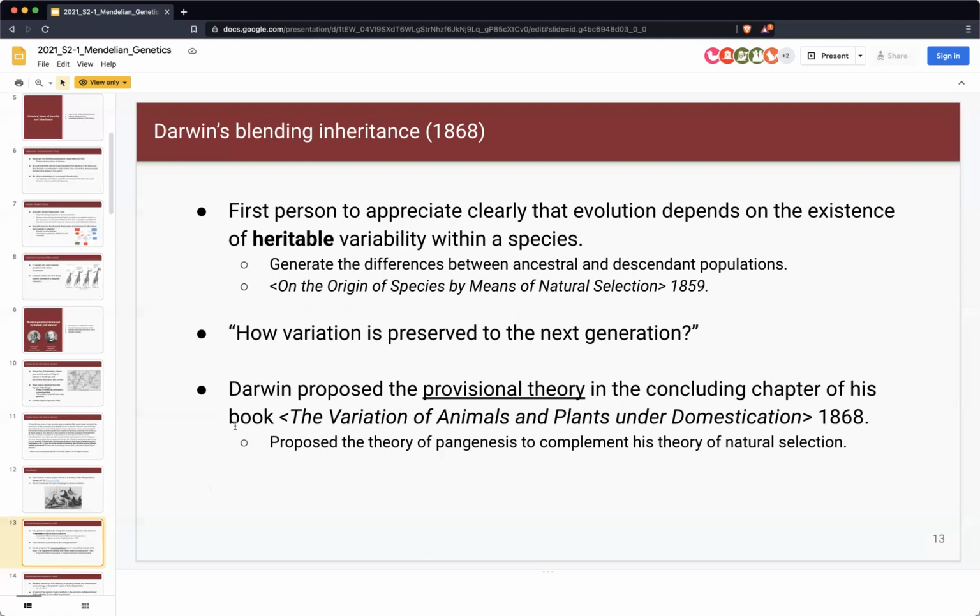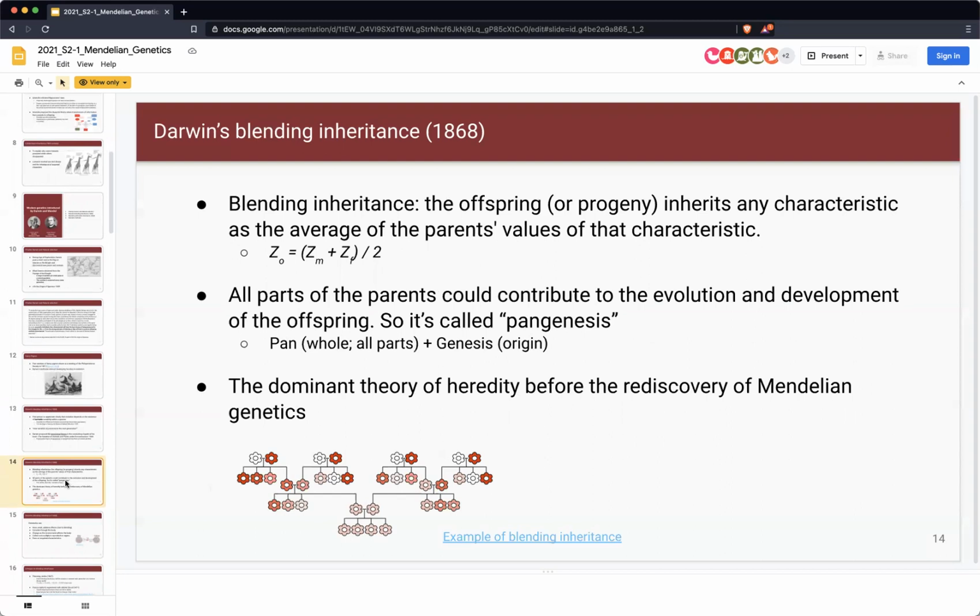Okay, so what was his inheritance pattern? His inheritance model was called blending inheritance. Literally, the traits are blended between parents, and this blended trait is inherited by the offspring, right? So if you think about weight, if a heavy man marries a thin woman, then the children's weight is somewhere between the father and mother, or simply, it's the average of the parents.